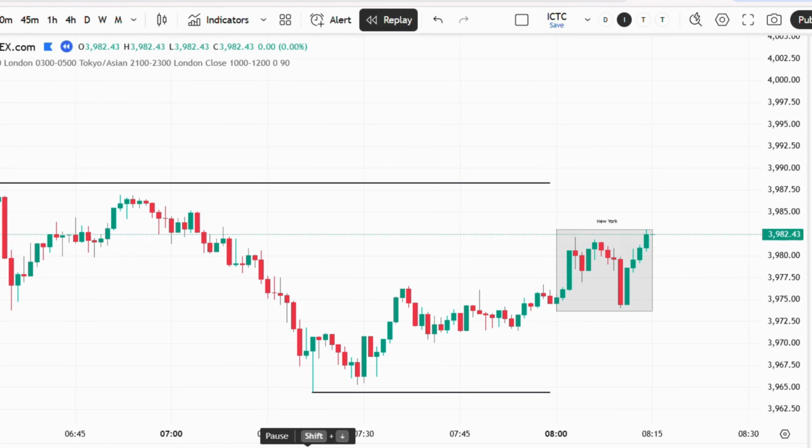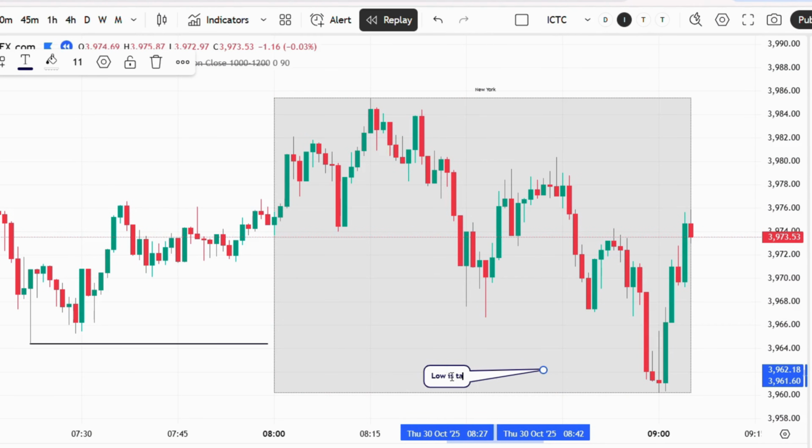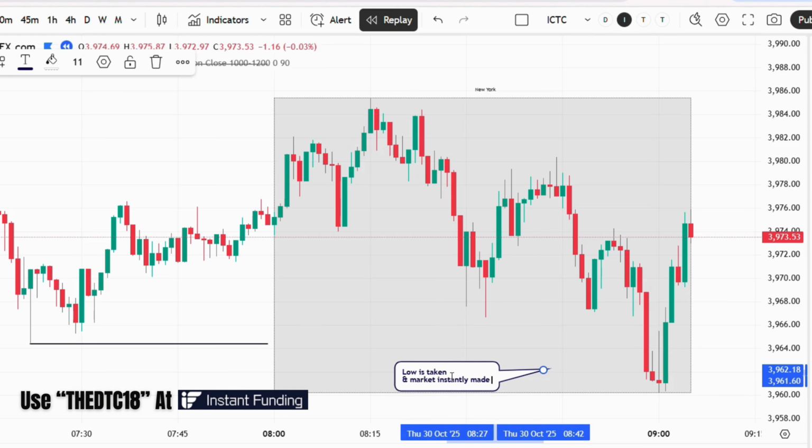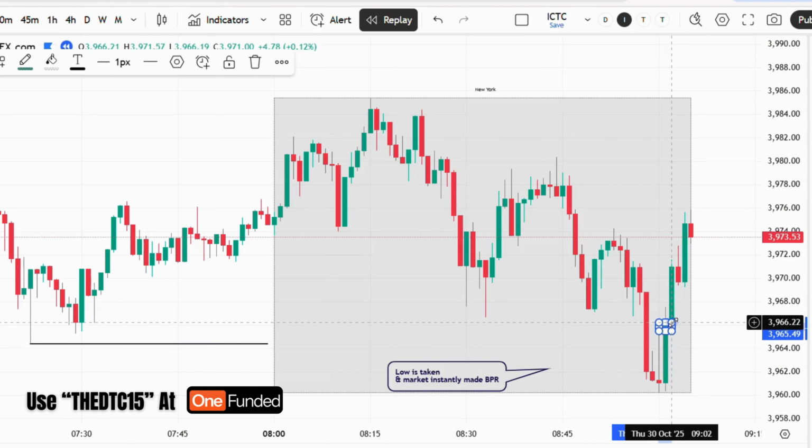You know how everyone's been trying to master ICT's Venom model, but something just doesn't click. Well, I finally figured out why. There isn't just one missing piece. There are a few that completely change how this model plays out in real time. After watching it play out over and over, I realized these small adjustments make the setup far more precise and help you stay laser-focused during sessions.